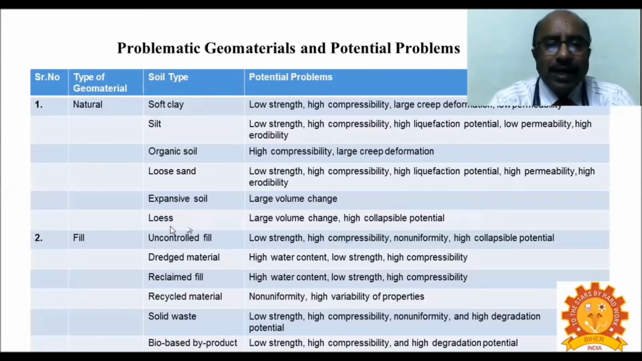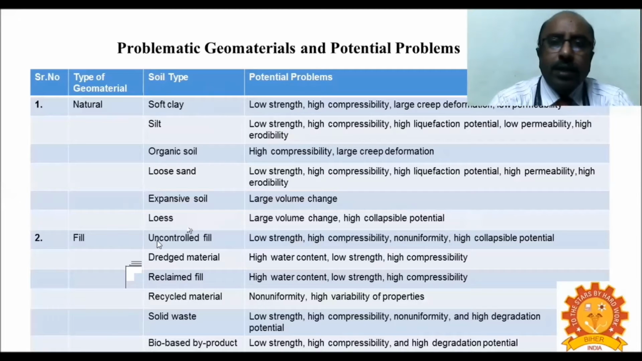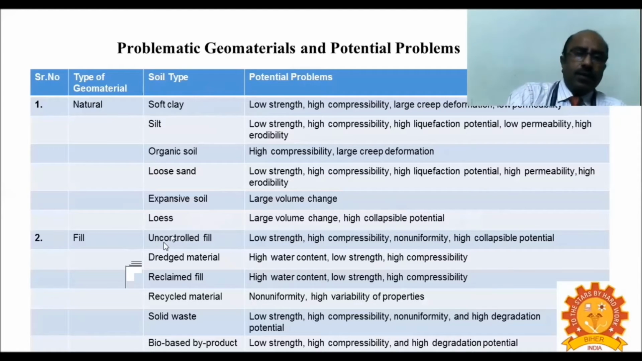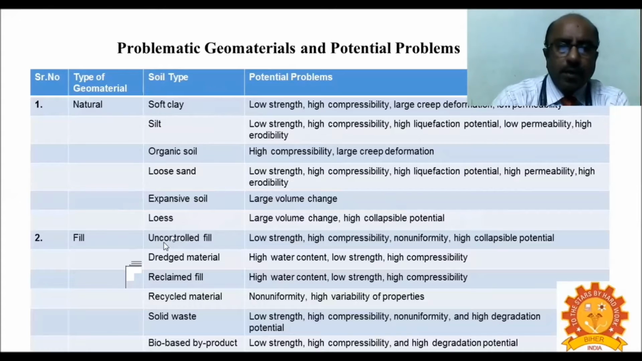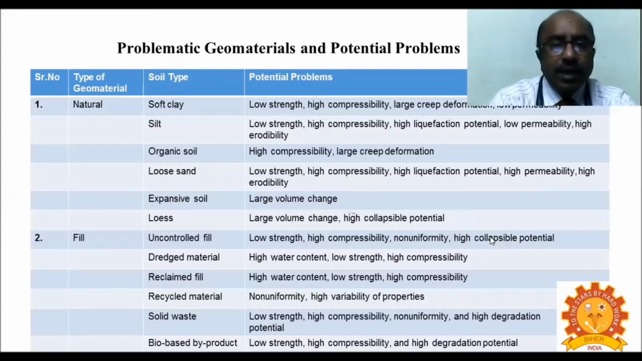These are all natural soil deposits, whereas when we have man-made things like dumping solid waste, this uncontrolled fill will possess very low strength, high compressibility, non-uniformity, and high collapsible potential because the fill is not controlled. They are just filling the waste in a low-lying area.